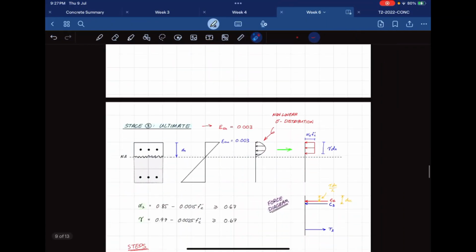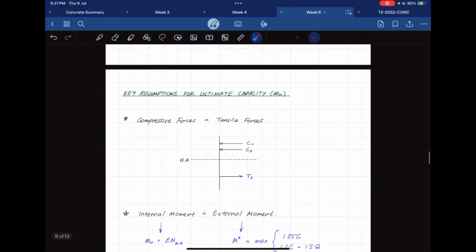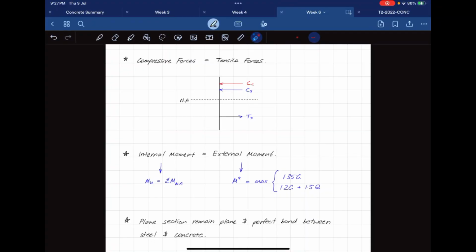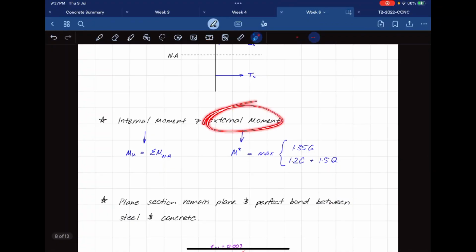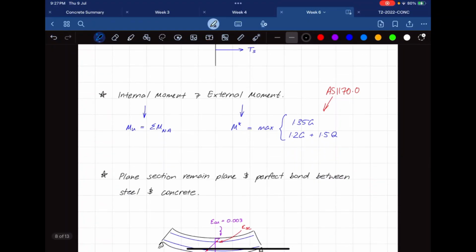Down in my diagrams here, I've explained what it looks like. Your internal moment is equal to your external moment, or that's where it fails essentially. Sorry, your internal moment should be greater than or equal to. And you can have a reduction factor here if you want as well. Cool. And obviously your external moment is the maximum out of 1.35 g, 1.2 g plus 1.5 q. That's a requirement from AS 1170.0. And the way we calculate all of these is from AS 3600.